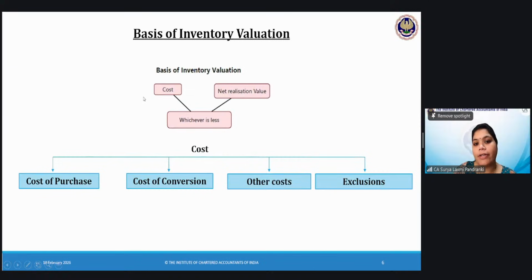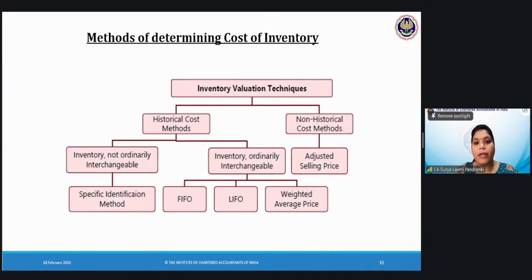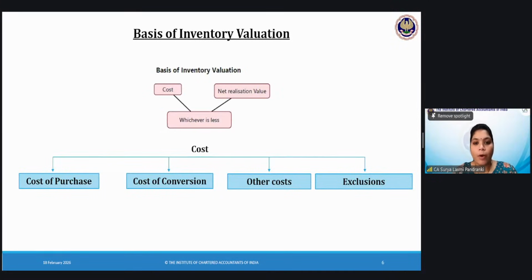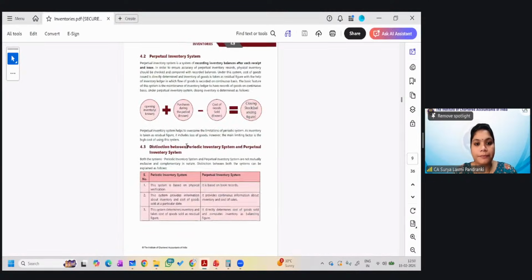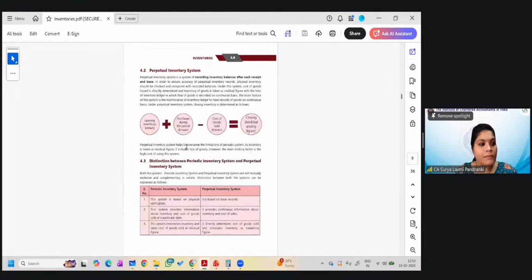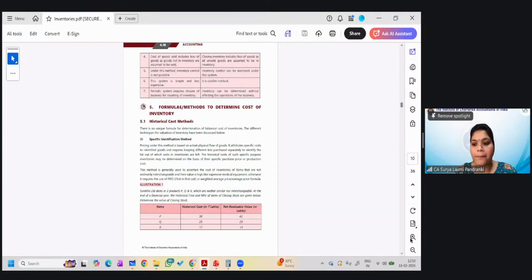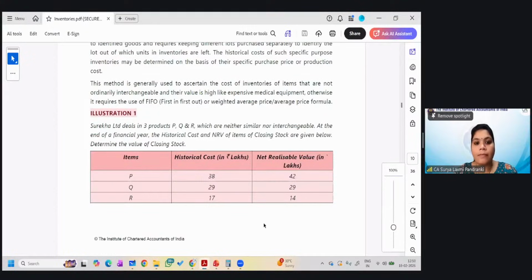So we have seen this basis for inventory evaluation. Like I told you, it should be cost or NRV, whichever is less. And we have also seen what is included in cost and what is included in NRV. So before I go to periodic and perpetual inventory, we'll do a problem. Look at this question, illustration 1.